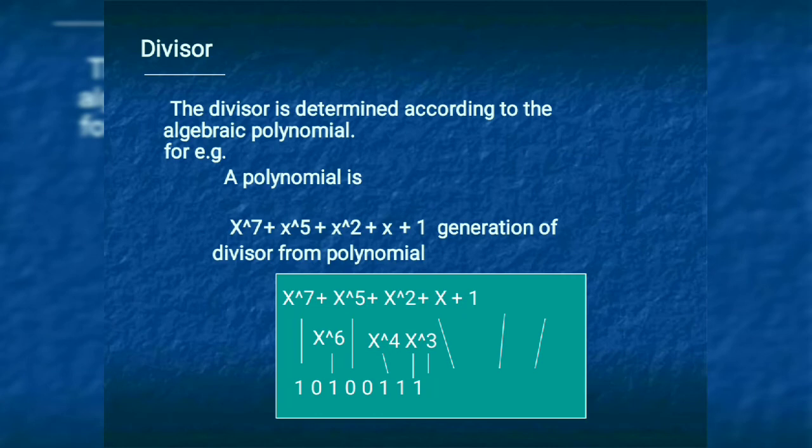So this is the polynomial method. The divisor is determined according to an algebraic polynomial, for example x raised to 7 plus x raised to 5 plus x raised to 2 plus x plus 1. From the polynomial you determine the data, depending on the coefficients of x. x raised to 7 is there, so the data unit is 1. x raised to 6 is not there, data is 0. x raised to 5 is there, so 1. x raised to 4 is not there, 0. x raised to 3 is not there, 0. x raised to 2 is there, so the coefficient is 1. x raised to 1, data unit is 1. And next there is a 1.